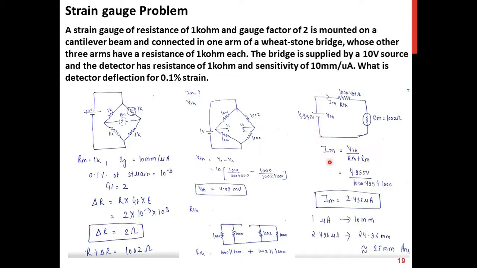And we want to determine this current. We simply apply Ohm's law and determine this amount of current flowing through the galvanometer. As per the sensitivity given, 1 microampere is equivalent to 10 millimeter, and 2.496 microampere is simply multiplied, 2.4 into 10. We get 25 millimeter deflection in the galvanometer.